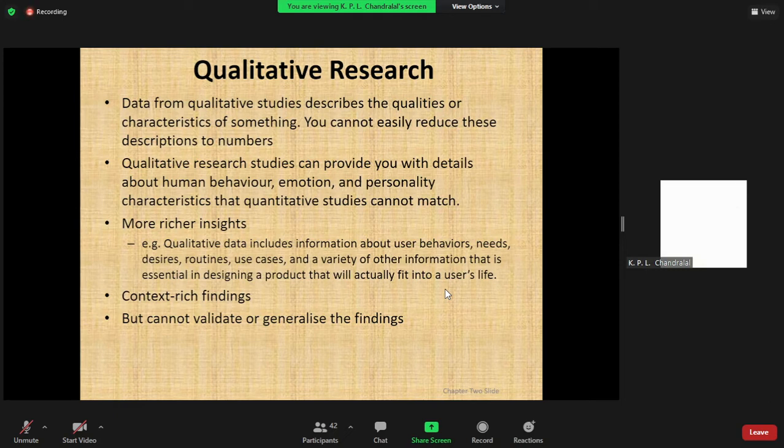Let's say if we interview 100 people, we may not be able to get the right insights. But if you interview maybe 10, 15, or 20 people for 2 hours, 3 hours, you can obtain deeper insights from these interviews. So the purpose of qualitative research is not to generalize or conclude. That is what we need to understand.